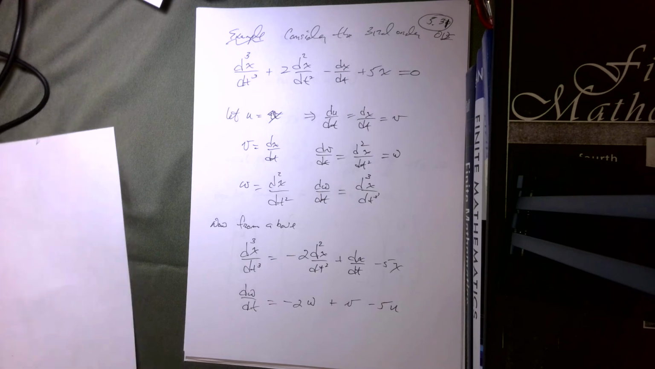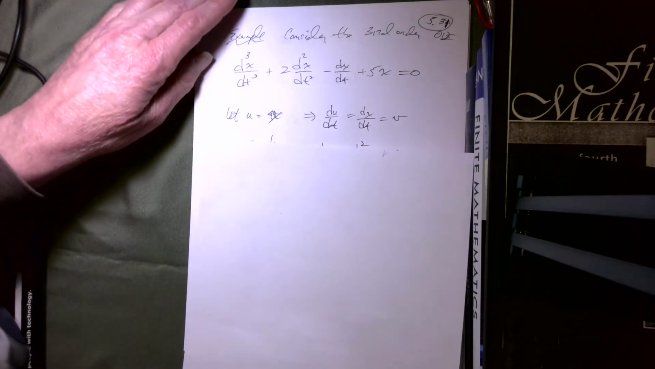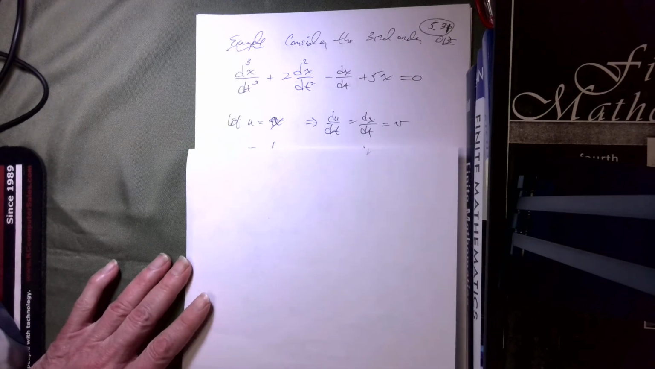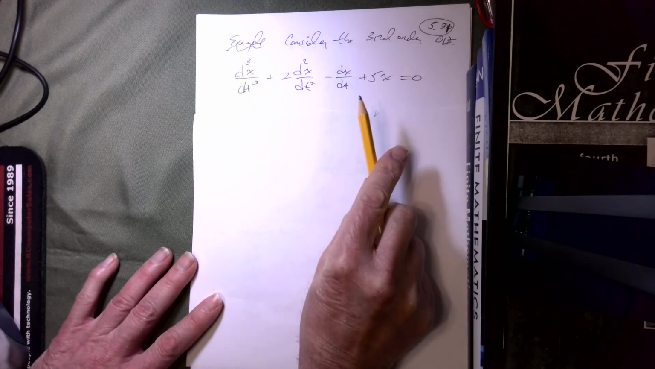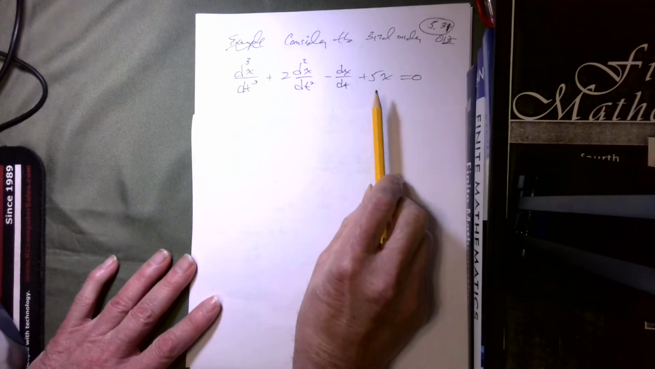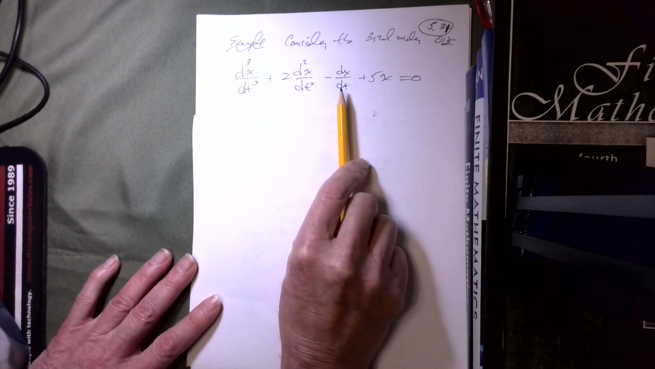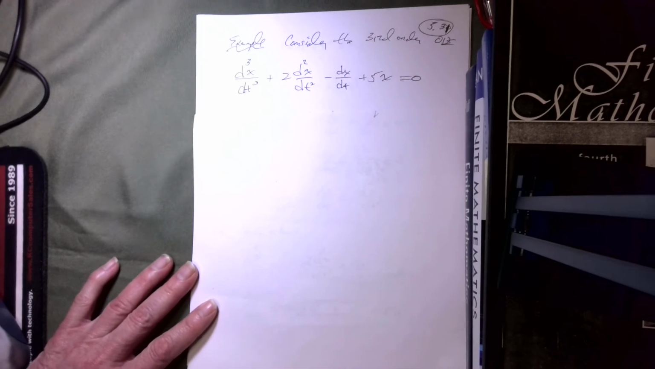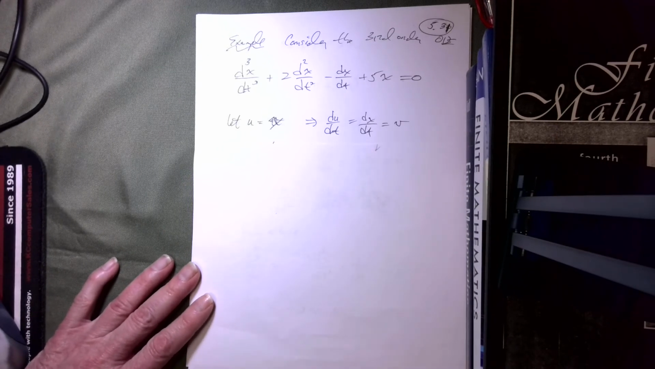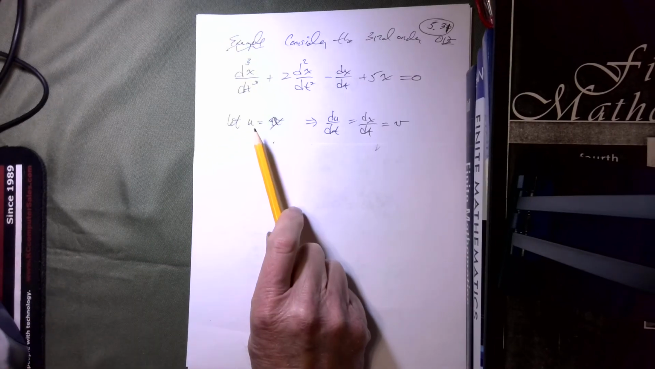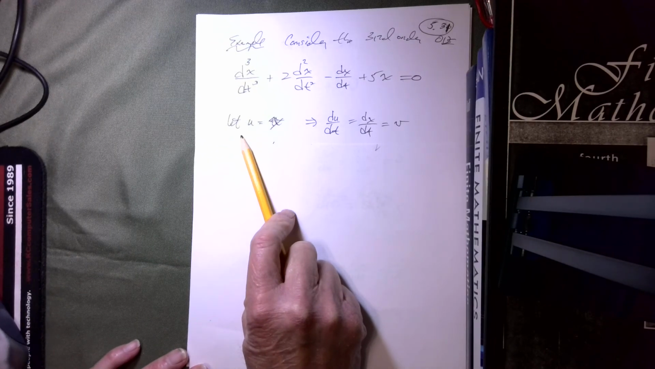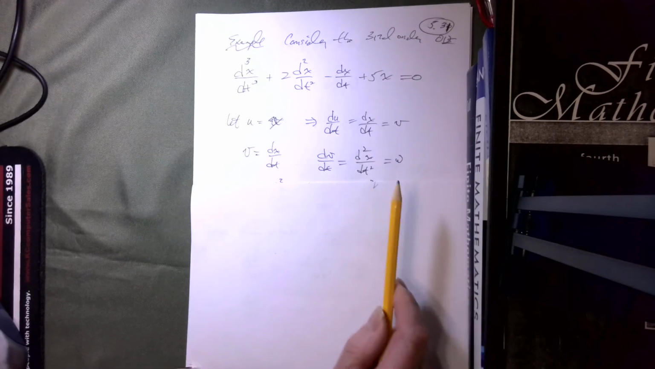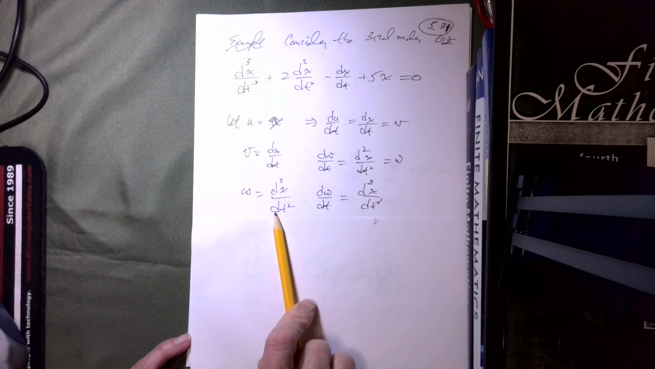Suppose we have a third order differential equation. You're going to need three conditions. You're going to have to tell me what x is at 0, what dx is at 0, and what the second derivative is at 0. We're not going to worry about that. So we do the same thing, except we're going to have three variables. We're going to have u, we're going to have v, and we're going to have w, which is the second derivative.